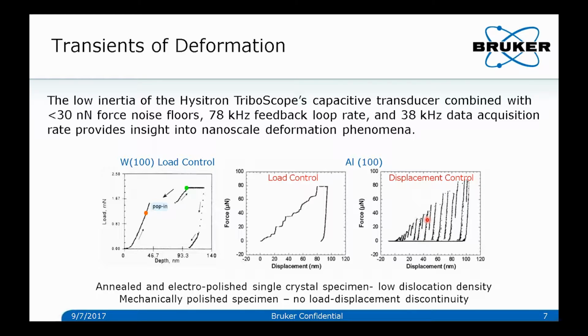But as I mentioned, you have your choice of modes. Most people will use load control for indentation. But if you're doing a compression experiment, let's say, on a pillar material where you have a cylindrical pillar and you want to compress at some constant strain rate, then you would use displacement control based measurement.